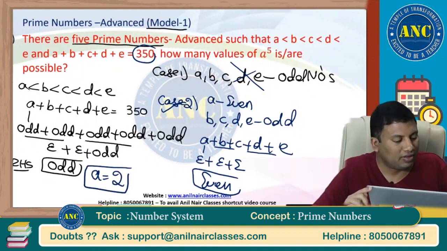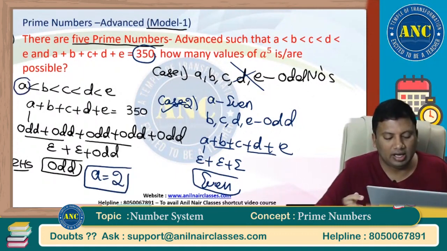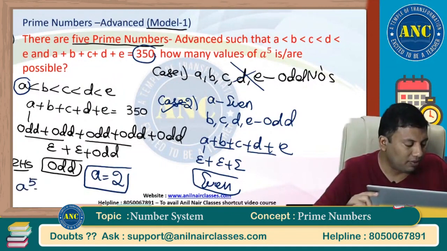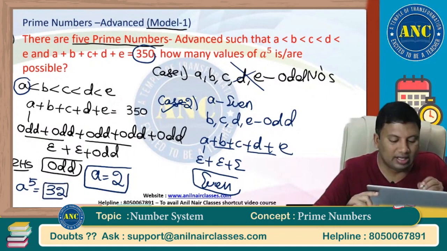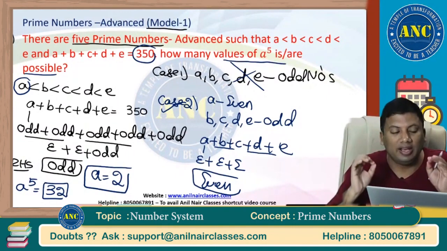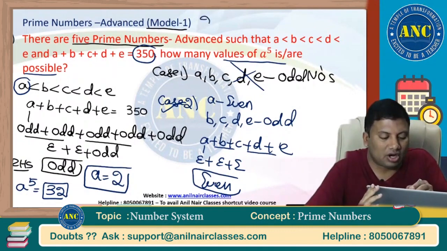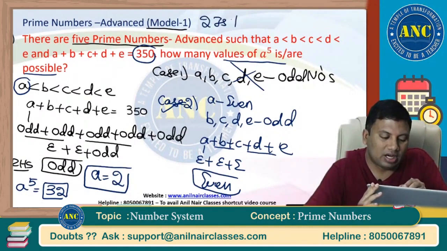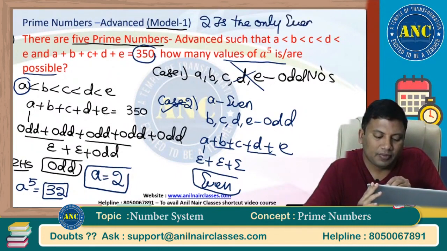So here the lowest is nothing but A. How many values of A power 5 are possible? A power 5, 2 power 5, 32. Only one value is possible, and the value comes out to be 32. Very, very good question which talks about the application of the concept: 2 is the only even prime.